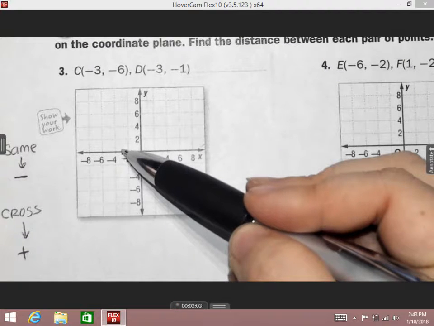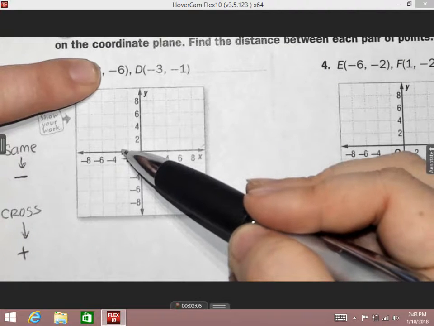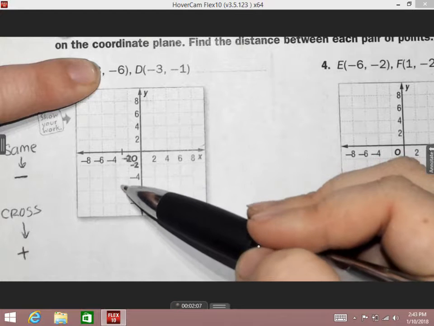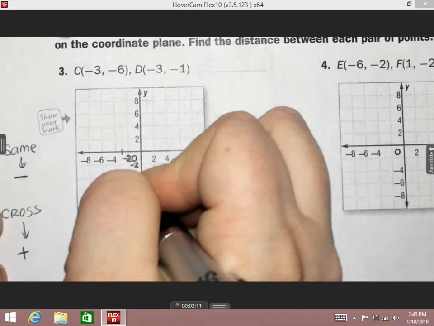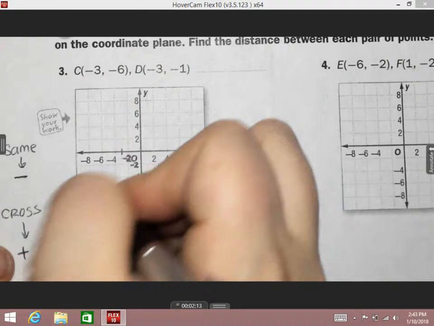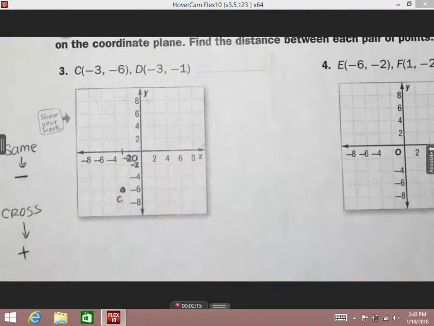I'm going to follow that down. What am I going down to? 6. The negative 6. I'm going all the way down, and there is a line for that. So we can put a dot right there. All right, and that is point C. So I'm just going to put a little C there. Okay? So we graphed that one.